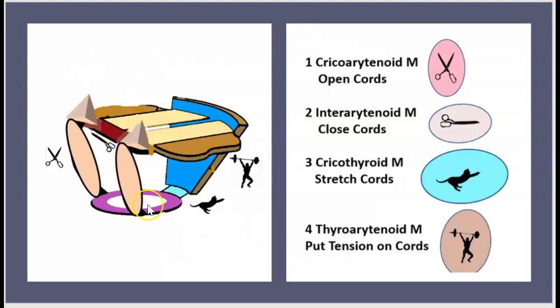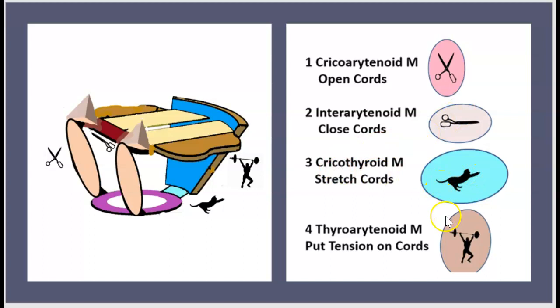Now when we want to take a look at the muscles in the larynx, there's going to be four main muscles that we're going to look at when it comes to functions. As you know, we're all about visualization in this channel. If you want to remember the muscle that opens the cords, which is the cricoarytenoid muscle, I use scissors that are open, so you remember open scissors means opens the cords. When the cords are closed, we're going to see closed scissors, and that's going to be the inner arytenoid. The scissors are closed, therefore it's closed cords.